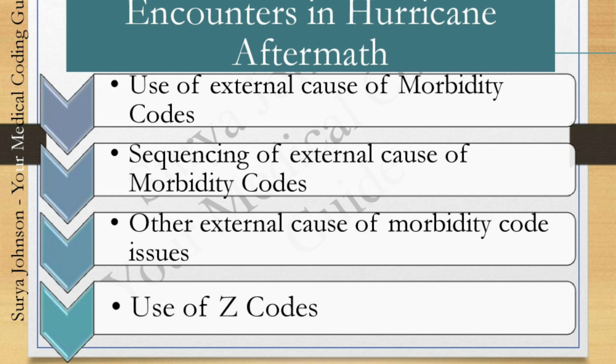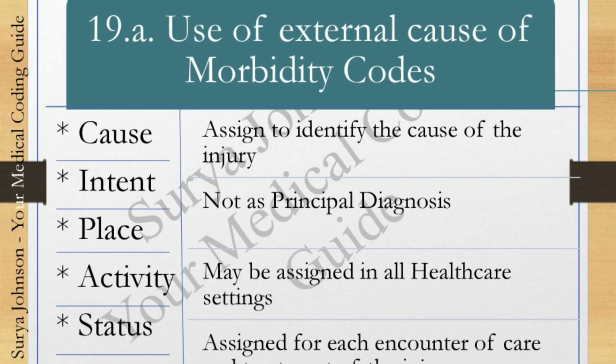So what are the external causes? It can be a cause, like how it happened, and then the intent, in what type of intention this thing happened, or the place where it happened, and activity, that is what kind of activity was involved when that kind of cause has happened, and then the status, the patient's status when the external thing has happened. So you should assign all these things to identify the cause of the injury.